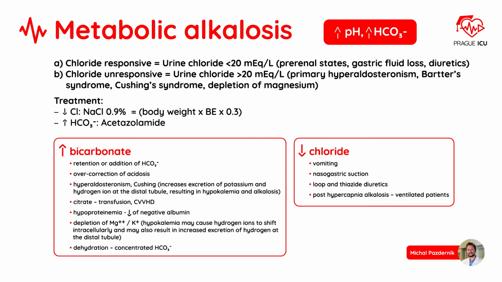Metabolic alkalosis with increased levels of bicarbonate is caused by retention or addition of bicarbonate, overcorrection of acidosis, hyperaldosteronism or Cushing, in citrate increase, which subsequently metabolizes to bicarbonate, such as in massive transfusions or during citrate CVVHD, in hypoproteinemia, in depletion of magnesium or potassium, or in dehydration. Causes of metabolic alkalosis related to decreased levels of chloride include vomiting, nasogastric suction, loop and thiazide diuretics, or post-hypercapnia alkalosis in ventilated patients.